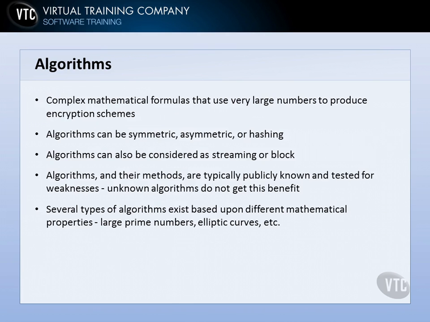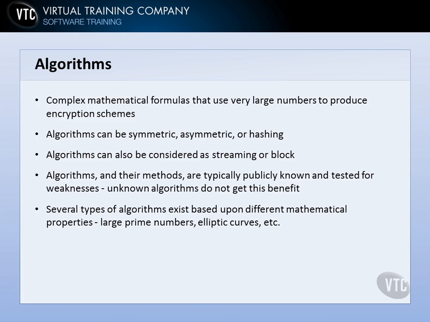Now, algorithms, as I said, are complex mathematical formulas. And in general, they use very large numbers to produce encryption schemes, and which numbers they use really depends upon the algorithm itself. Now, algorithms are classified in several different ways. You can slice them and dice them a couple of different ways, in fact. First of all, they can be symmetric or asymmetric. They can also be hashing algorithms, and we're going to cover those three types of algorithms a little bit later.